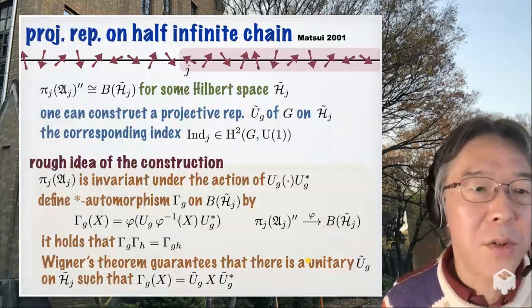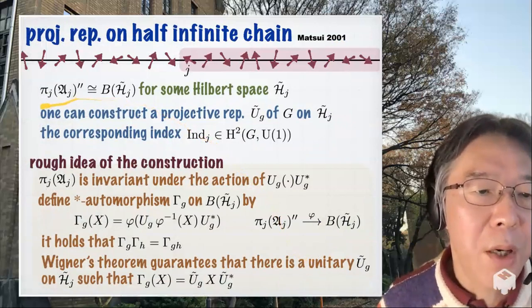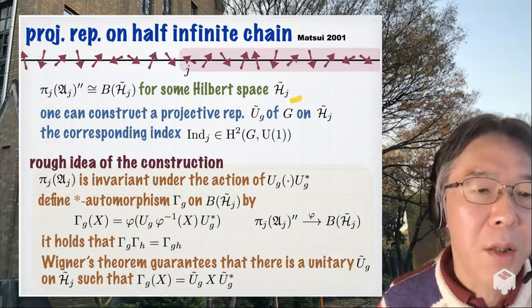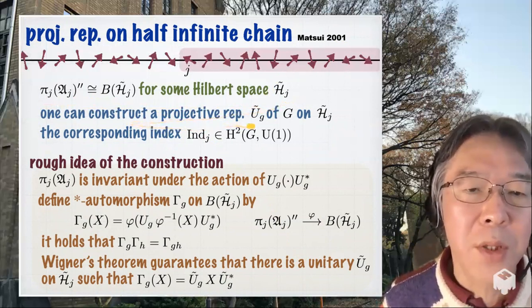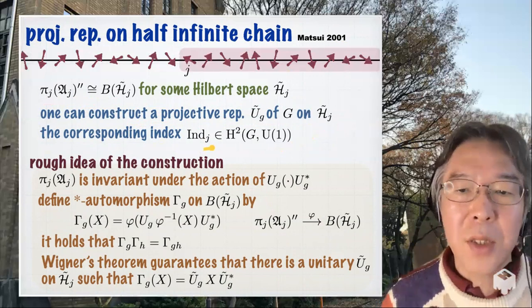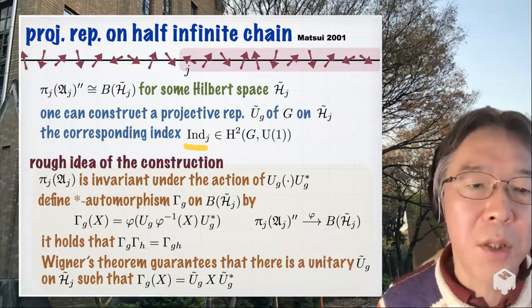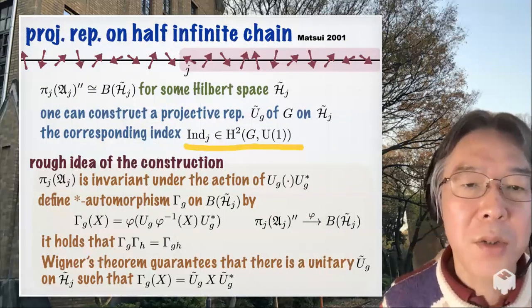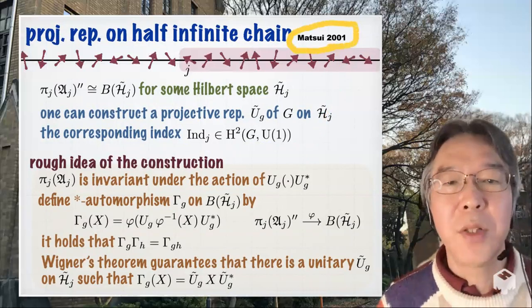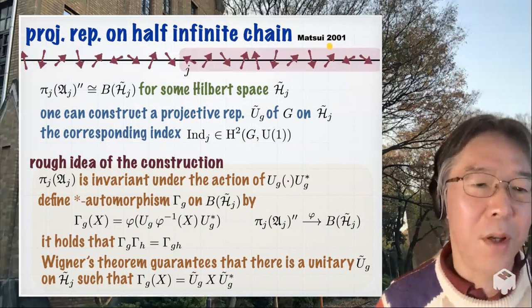So we are close to the end. By this isomorphism, we got this new Hilbert space. Then you can construct a projective representation U tilde G of G on this new Hilbert space and the corresponding index. And this is what we wanted. This is the Ogata index. Actually, a very similar consideration was made again by Taku Matsui back in 2001.